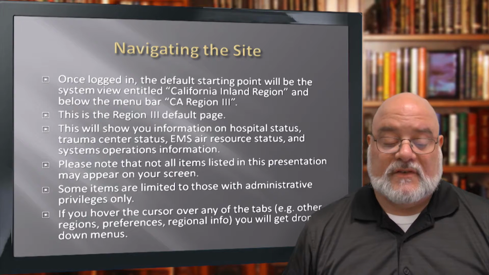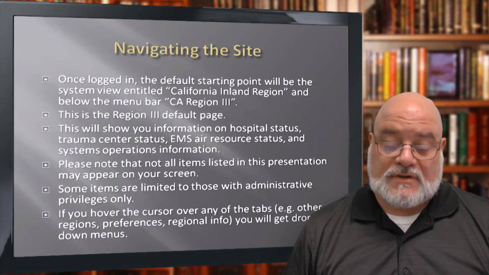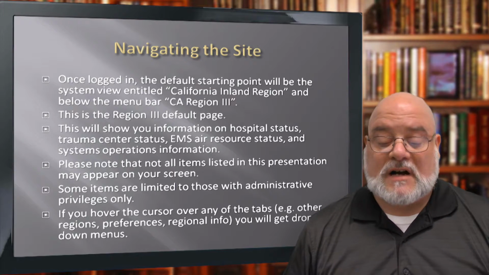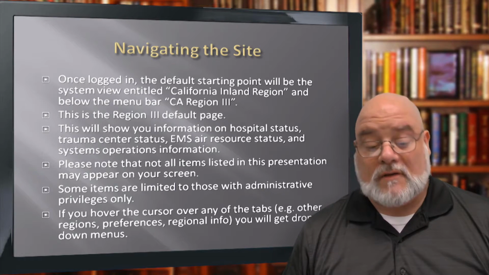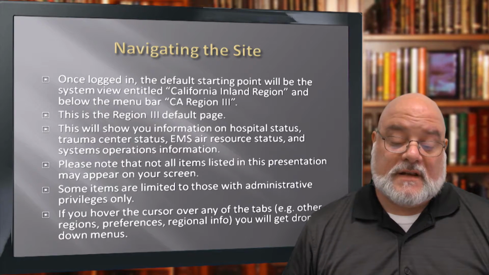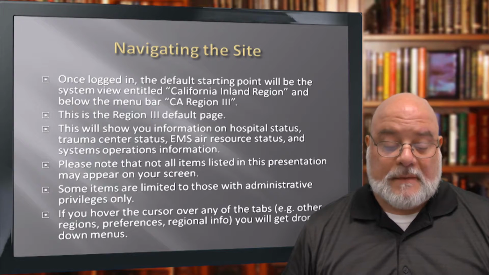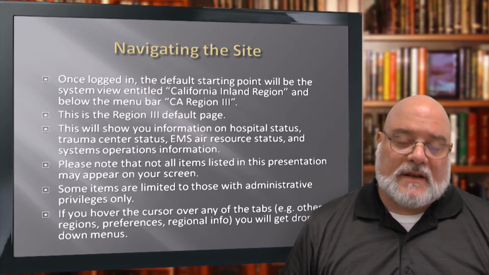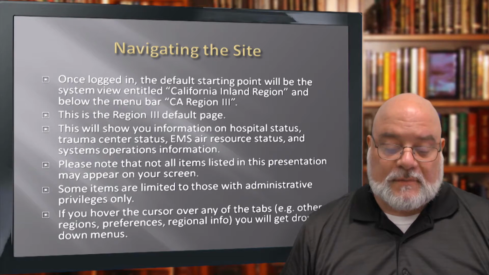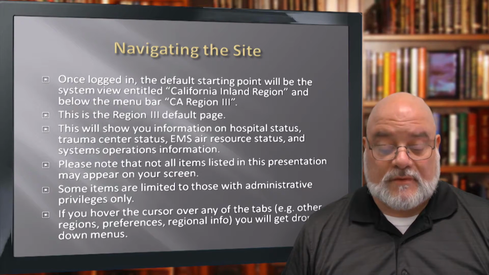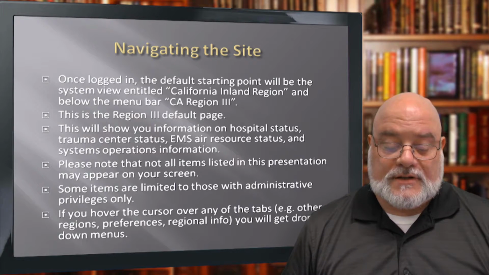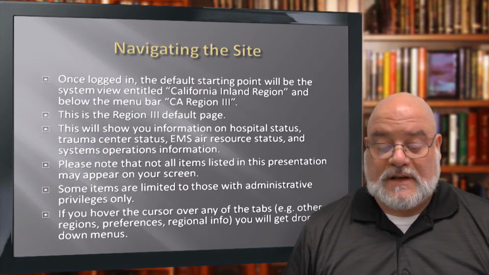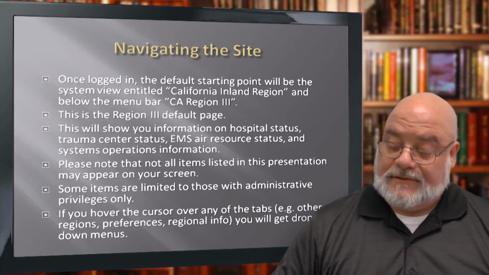Trauma center statuses, EMResource shows EMS air resources, the systems that are operating for information, and recently we've added the EMS ground view. Please note that not all items listed in this presentation may appear on your screen, depending on what type of permissions you have. Some items are limited to those with only administrative privileges. If you hover the cursor over any tab, other regions, preferences, regional information, you'll get the drop-down menus.